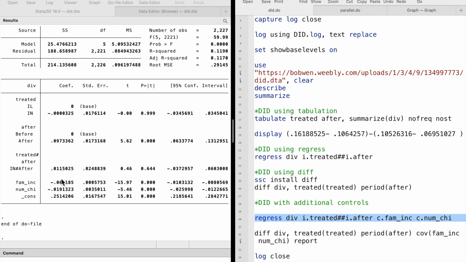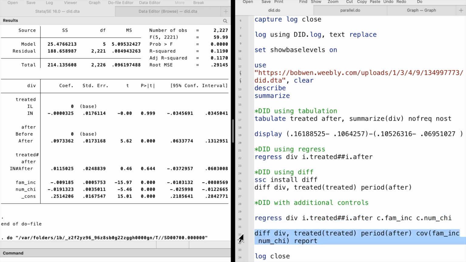The result shows that more children or higher annual family income reduces divorce. The average treatment effect of the no-fault divorce law drops to 1.2 percentage points. It's still not significant. The diff command produces identical results.